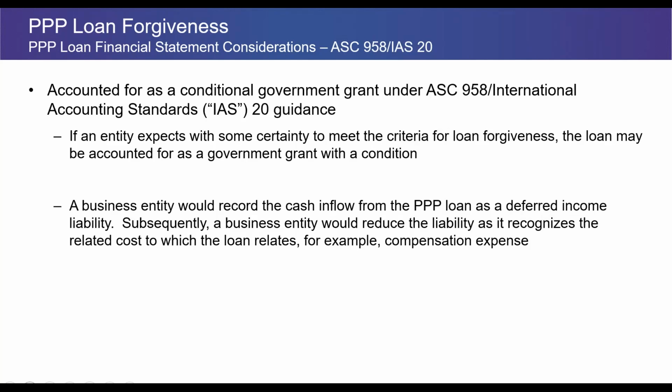So the other option for accounting for the loan is to treat it as a conditional government grant, and this falls under ASC 958 or the International Accounting Standards IAS 20. Essentially, if the entity expects with some certainty to meet the criteria for loan forgiveness, the loan may be accounted for as a grant with a condition. So if you go back and look at your debits and credits, when the loan comes in, you debit cash and credit deferred income. Then as the money is spent down appropriately, paying expenses, you would start to recognize that revenue as the expenses are expended. So that is the other option.